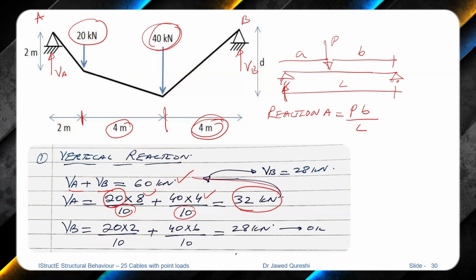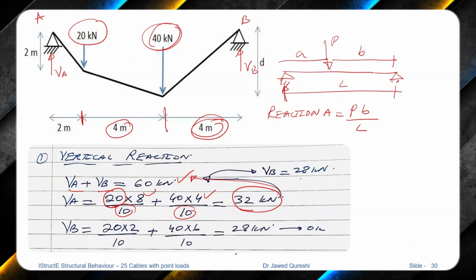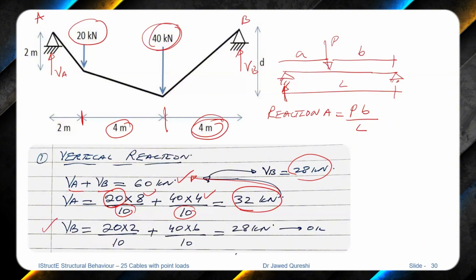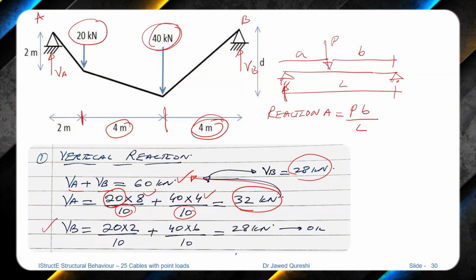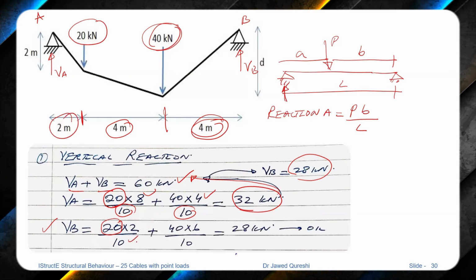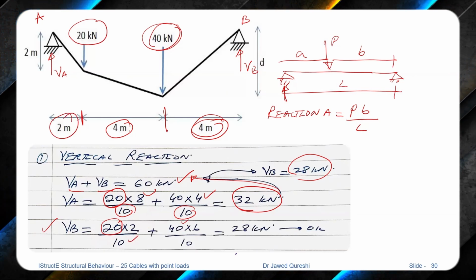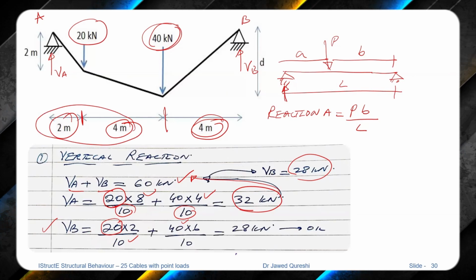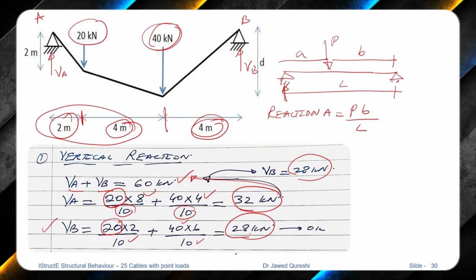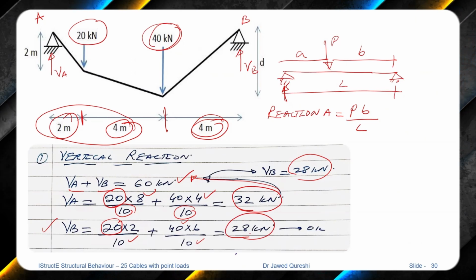If I put this value back in here, I get the value of VB as 28, or again I apply the same logic to reaction B, starting with 20, load times far span is now 2 divided by full span. For 40, far span now is addition of 2 and 4, 6 divided by full span is 10, and from here I get the value of reaction as 28 kilonewton.